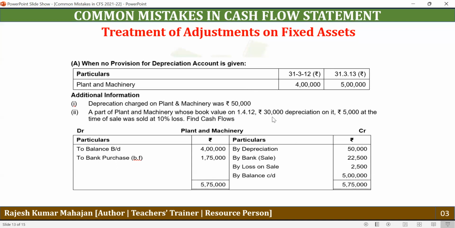And 30,000 has 3 parts. One is 22,500, that is the sale. So with the amount of sale, the value of the asset decreases. So we will write on the credit side by bank (sale), that is 22,500 rupees. And 2,500 is a loss. So with the loss, again, the plant and machinery will reduce. So it will reduce on the credit side. We will write by loss on sale 2,500 rupees. And the depreciation on the asset sold is already included in the depreciation of 50,000 rupees.